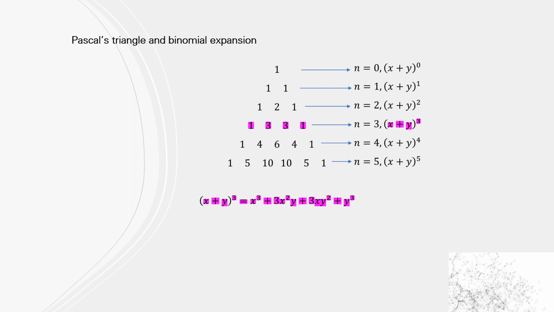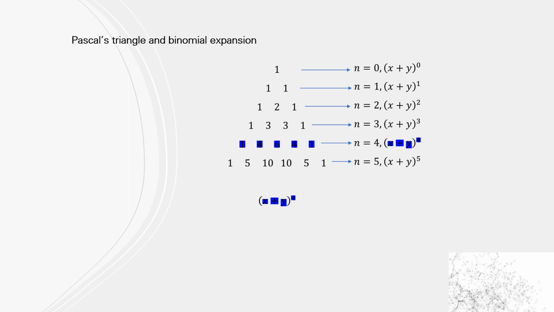For the power of 3, so when it's cubed, n equals 3, from that row your coefficients are 1, 3, 3, 1. So you get 1x cubed plus 3x squared y plus 3xy squared plus y cubed. You will notice that the first term in the bracket, its powers are going down, and the second term in the bracket, its powers are going up. But the coefficients stay the same. They're from Pascal's triangle.